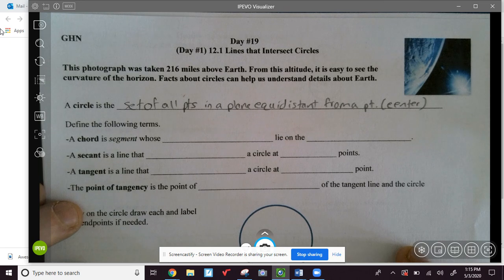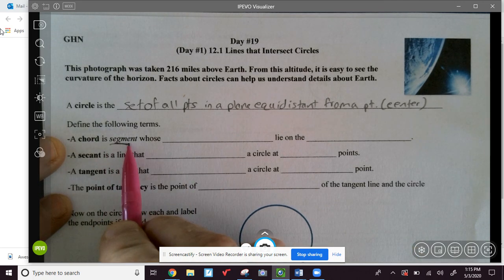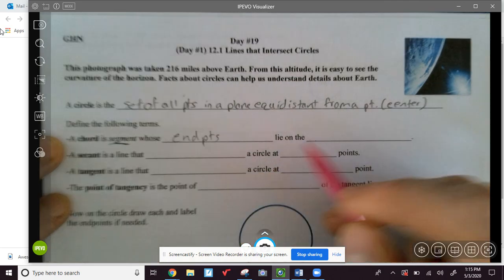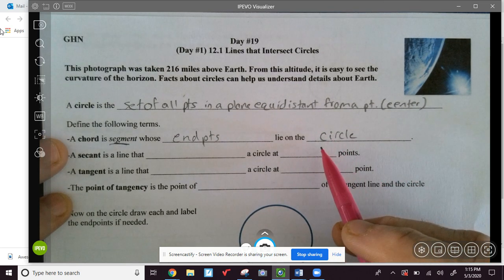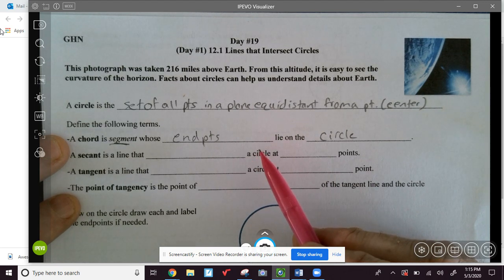Of course, we have a diameter that goes from a point on the circle through the center to a point on the circle, and we have a radius which goes from the center to any point on the circle. We also have some things you're not familiar with, like a chord. A chord is a segment whose endpoints lie on the circle. So it's very similar to a diameter. Basically, a diameter is a chord. It's just a special segment.